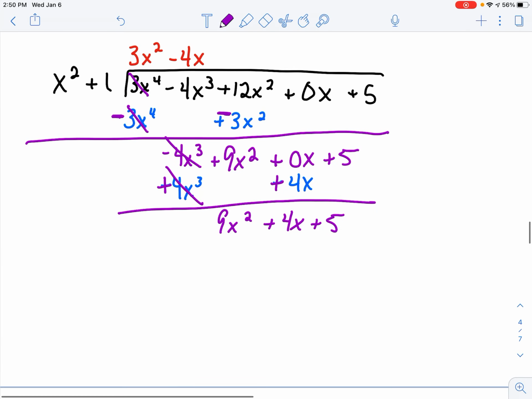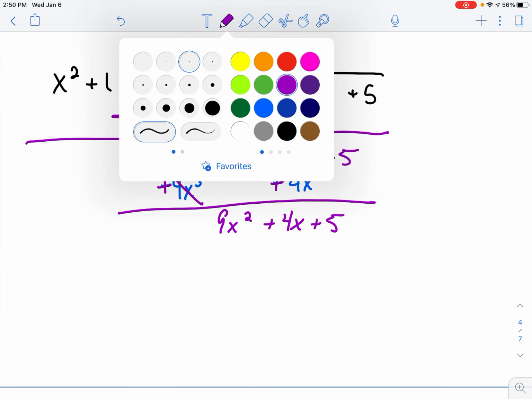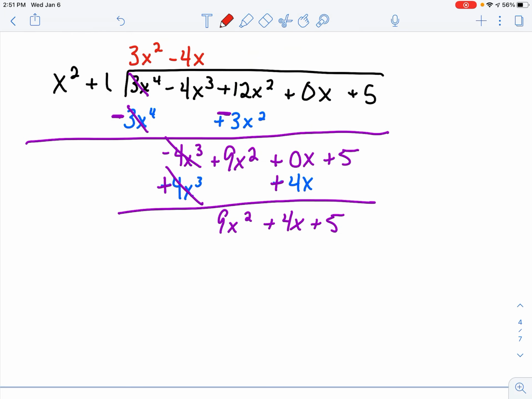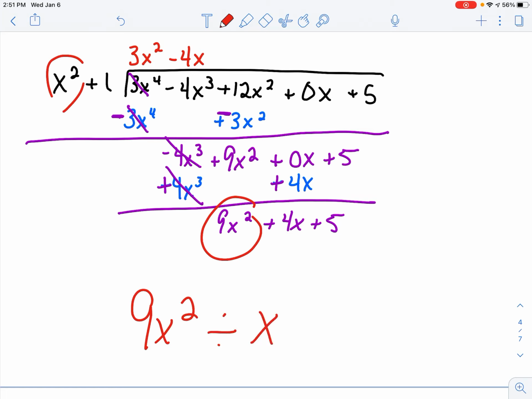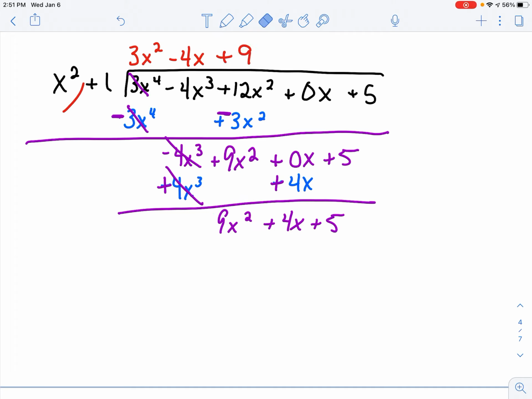Whew, I promise we're almost done. So I'm going to change to red, and I need to focus on 9x squared with x squared. What is 9x squared divided by x squared? Just a 9. Therefore, I need to write plus 9 up here. Now, if you don't like the way I did that, you could say, what does x squared need to become 9x squared? And the answer is a positive 9.